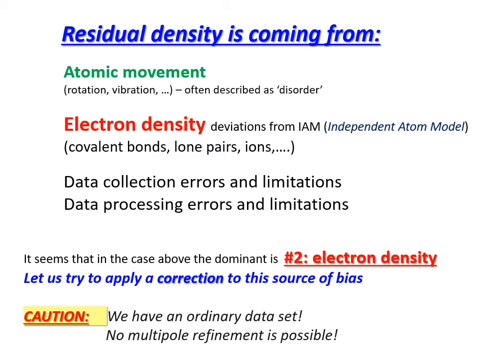Now, where is the residual density coming from? It can come from atomic movement, rotation, vibration, that is often described as disorder. It can come from electron density deviations from the independent atom model, from covalent bonds, lone pairs, ions. Of course, it can come from data collection errors and limitations of procedure or data processing errors. It seems that in our case, the dominant one is number 2, electron density. Let's try to apply a correction to this sort of bias. Now, caution: we have an ordinary data set, so we should not even try multipole refinement.